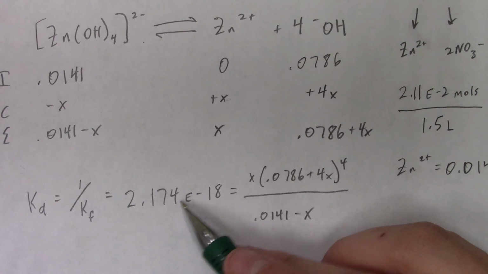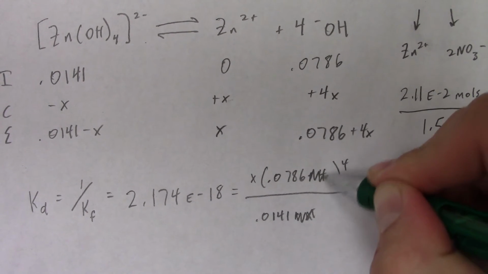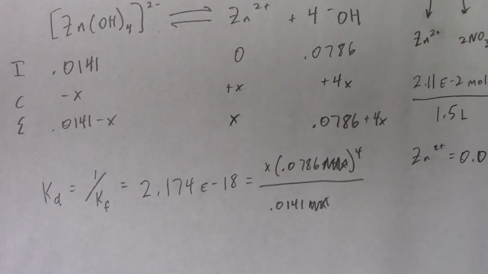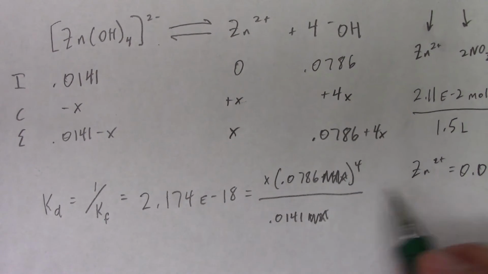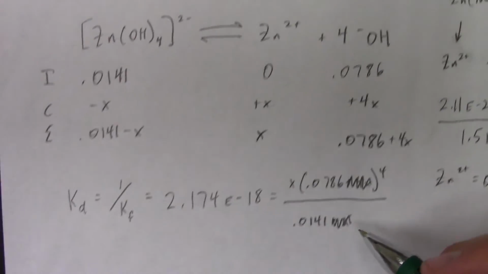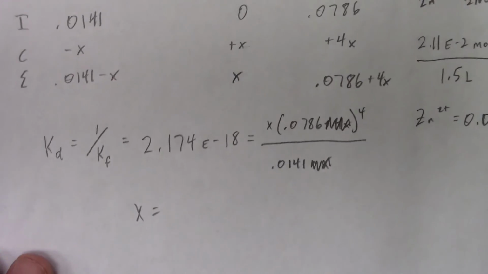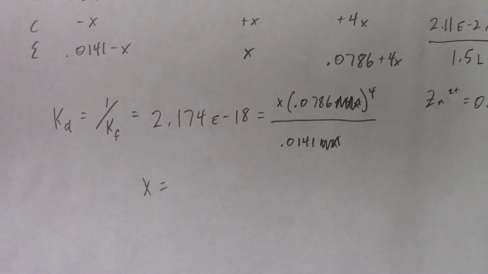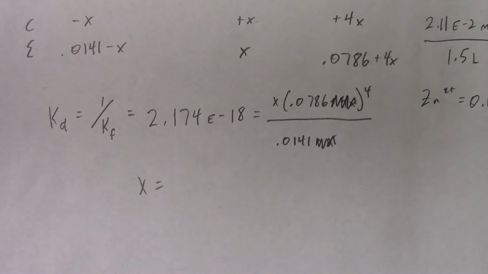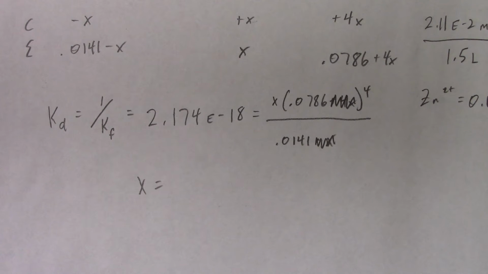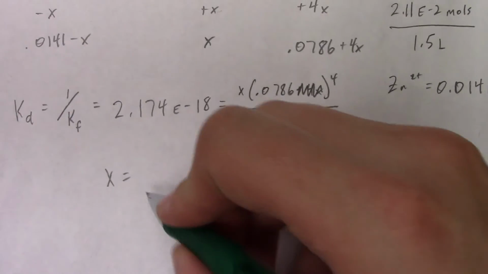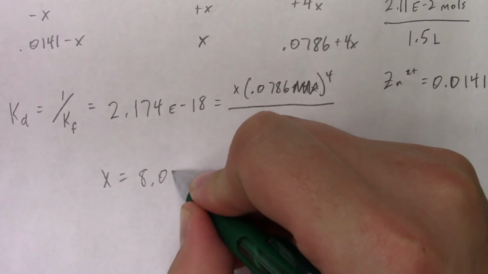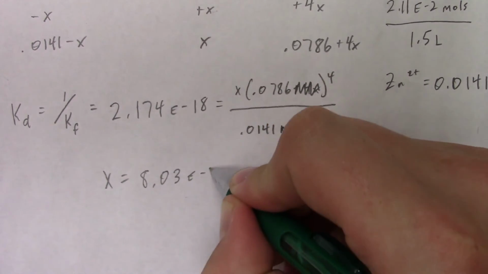And since this value is so small, these x's can be ignored. And when we solve for this value of X, or the free zinc that has dissociated from this reaction, we should find that X's value, what I'm calculating, is 8.03 e to the negative 16th.